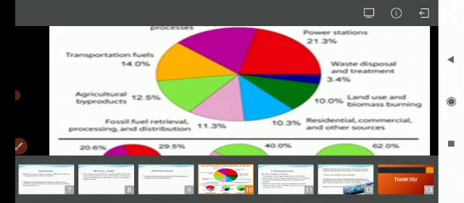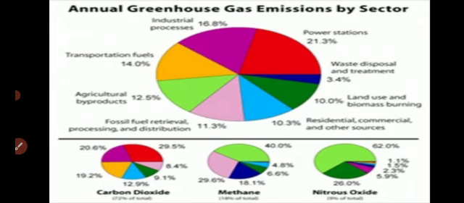Again, as in this slide, annual greenhouse gas emission by sector: agricultural byproducts, transportation fuel, fossil fuels, power stations, waste disposal and treatment, land use and biomass burning, residential, commercial and other sources. So figures are given over here, various percentages of carbon dioxide, methane, and nitrous oxide which are being released, that we are observing.